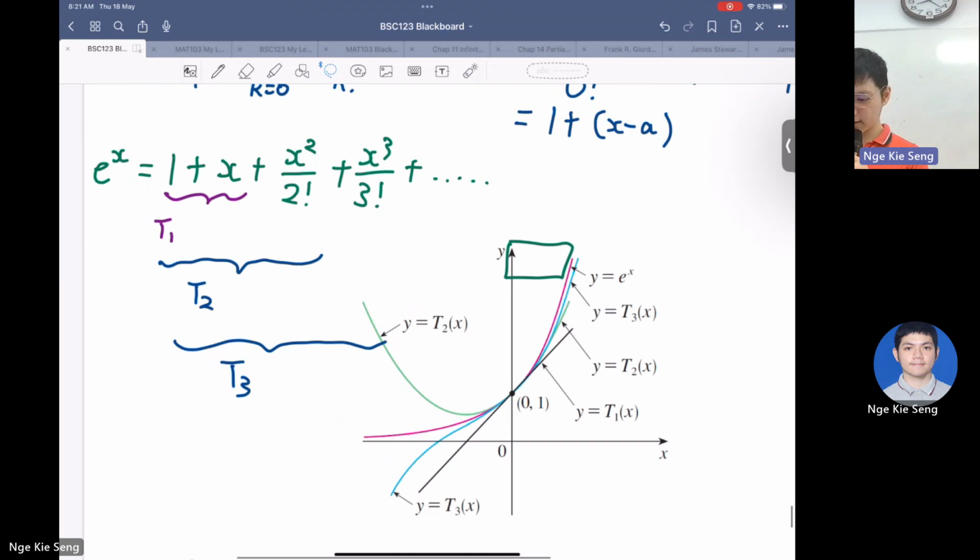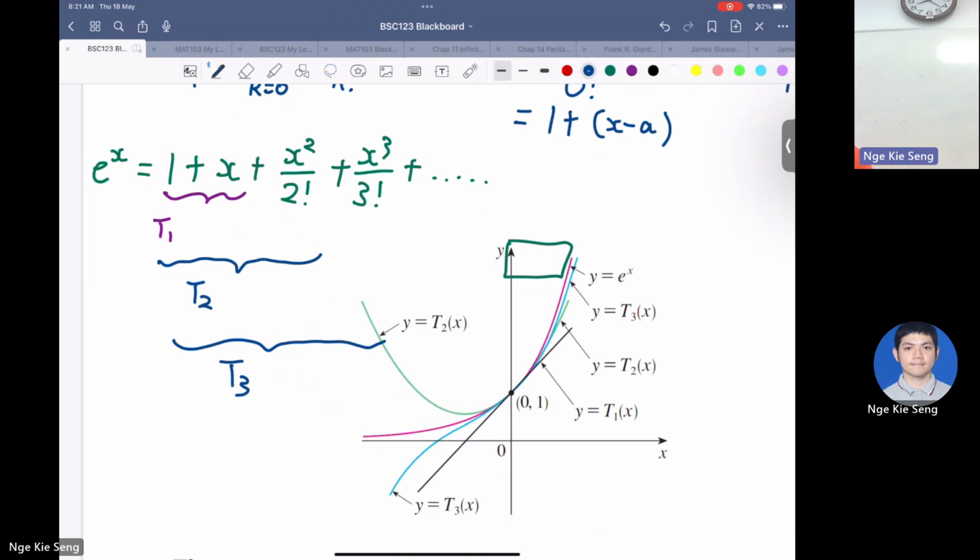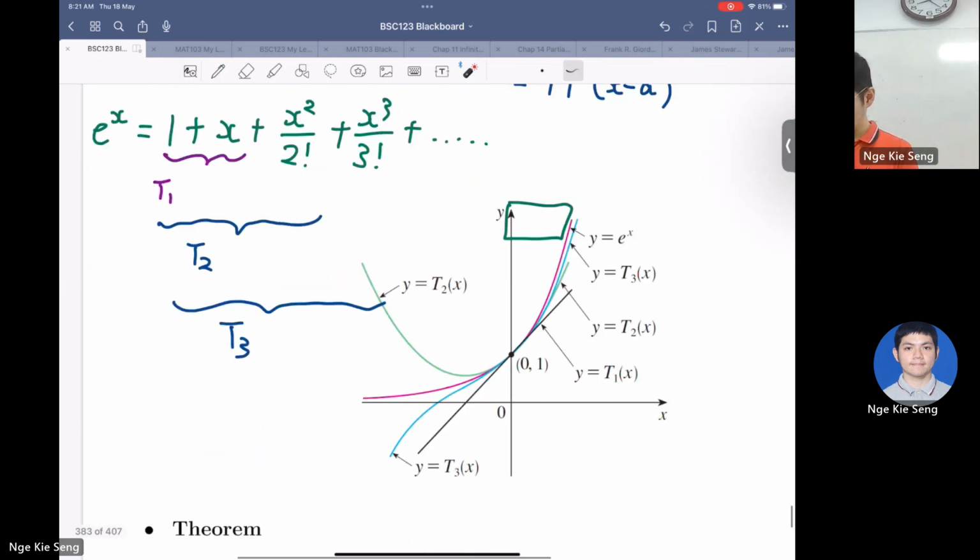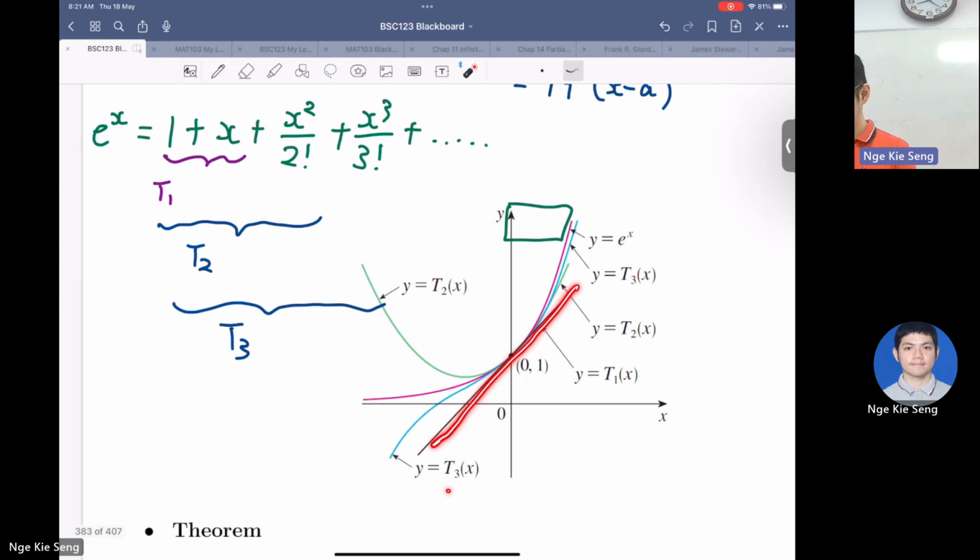So T1 is 1 plus x. What is the line 1 plus x? y equals 1 plus x is y equals x shifted up by 1. So you have y equals x and then shifted up by 1. T1 is here. And then T2, what happened? You add an x squared term into this line. This line somehow bends, right? This is the green one, T2. After you add the extra x squared term, it bends.